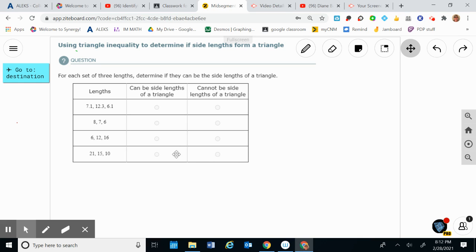Okay, so this is the last video for triangles. I thought I was going to put it all in one, but I decided not to. This is the last 5 or 4, I can't remember. So the first one is the triangle inequality property.